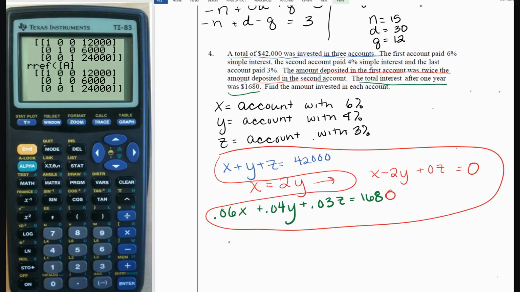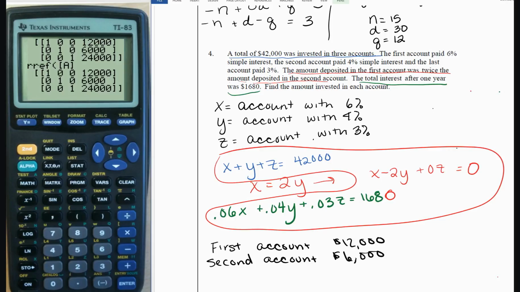So let's write our solution in black. The first account with 6% interest had $12,000 invested. The second account with the 4% interest had $6,000 invested. And the third account with the 3% interest had $24,000 invested.